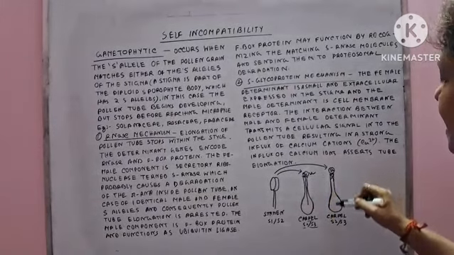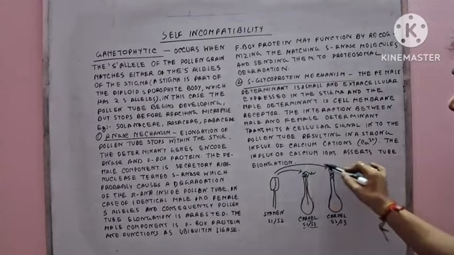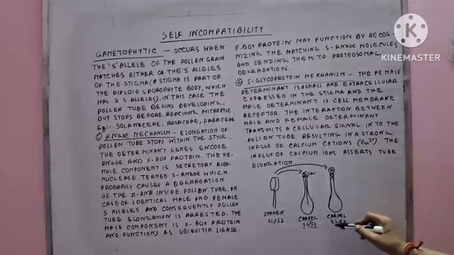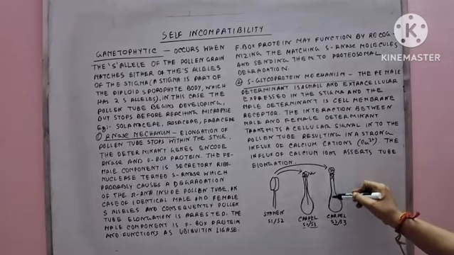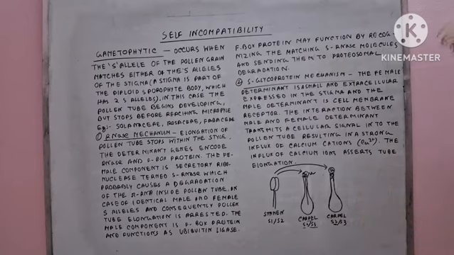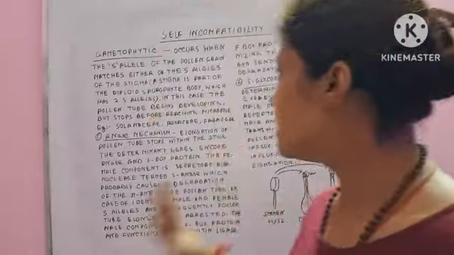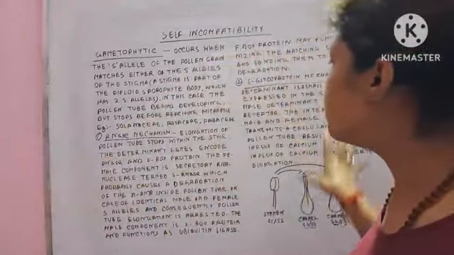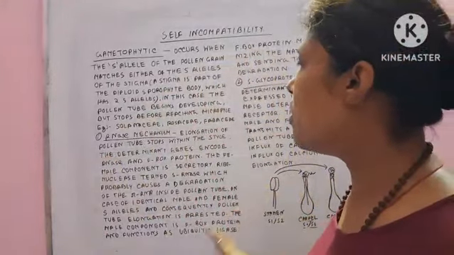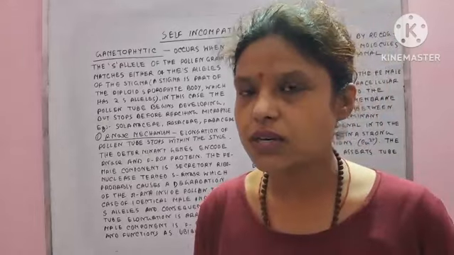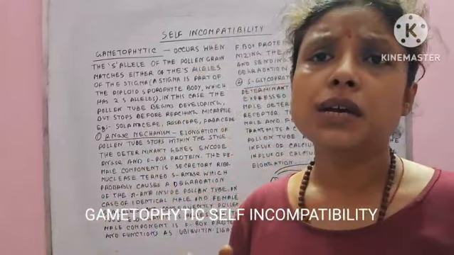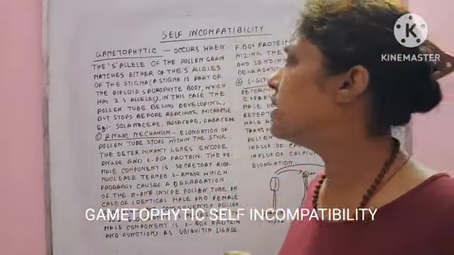But in the second case, S2 is transmitted from the anther and it matches the S2 in the carpel, so you can see that there is no pollen tube formation. Clear? So this is self incompatibility. You can read and understand this, and you can follow any textbook where you can get a proper, broad explanation about self-incompatibility.